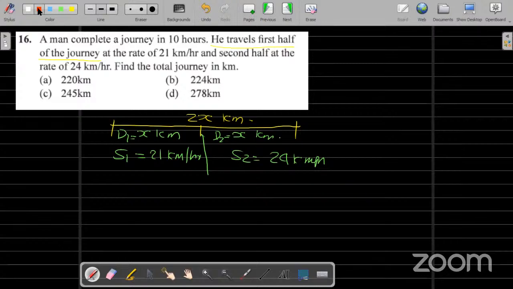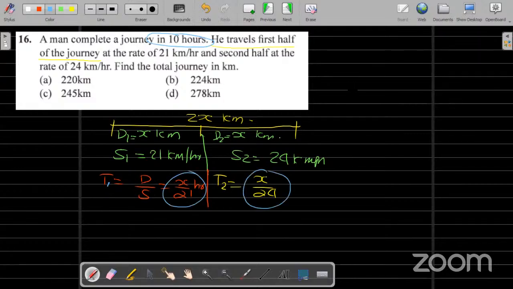So what is the time taken to travel x kilometers? Time is distance by speed, so that is x by 21 hours. Time taken in the second half will be x divided by 24 hours. We are given that the total time taken for the journey is 10 hours. That means time taken in the first half plus time taken in the second half is 10 hours. That gives x by 21 plus x by 24 equals 10 hours.